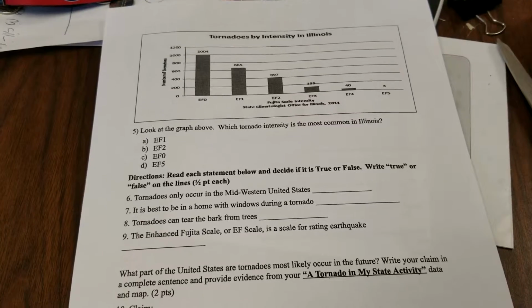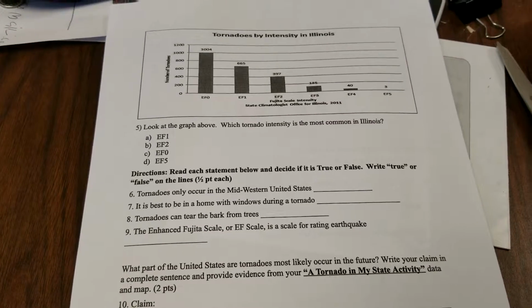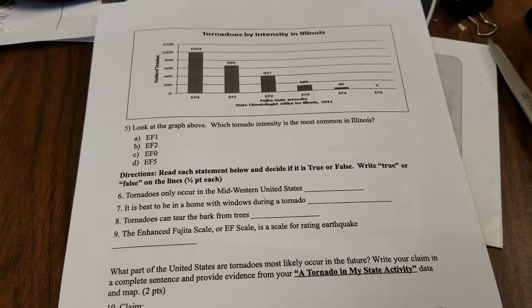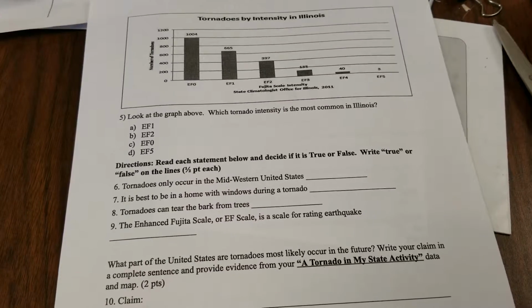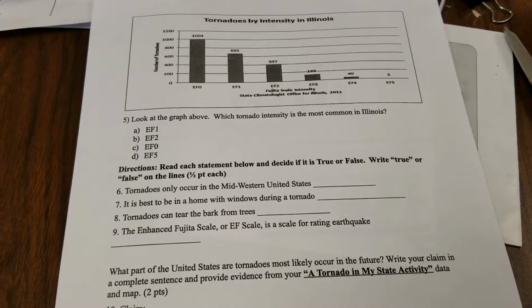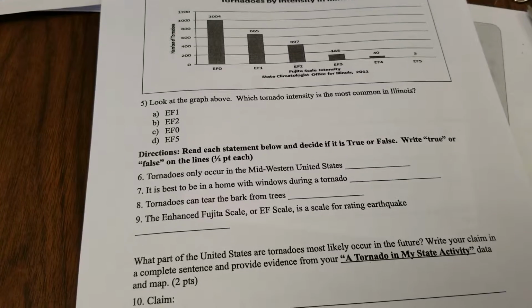True, false. Read each statement below and decide if it is true or false. Write true or false on the line. Please write the whole word true or false, because if you just put T or F, it's not always clear. Or sometimes people put that T/F type of thing on there, kind of looks like a cursive T, and that's not going to count. That's just going to be marked wrong. So make sure you write out the word true or the word false.